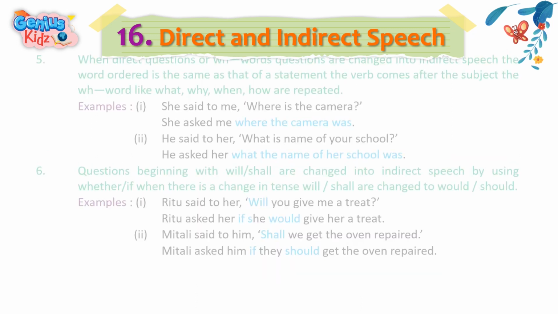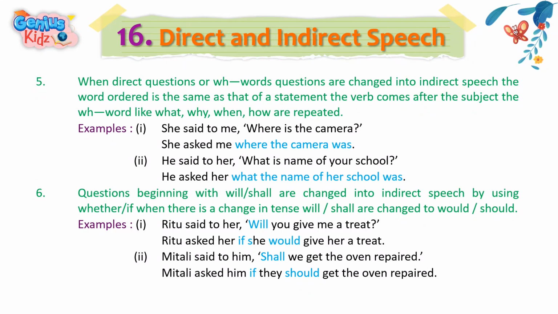5. When direct questions or WH-word questions are changed into indirect speech, the word order is the same as that of a statement. The verb comes after the subject. The WH words like what, why, when, how are repeated. Examples: 1. She said to me, "Where is the camera?" She asked me where the camera was. 2. He said to her, "What is the name of your school?" He asked her what the name of her school was.